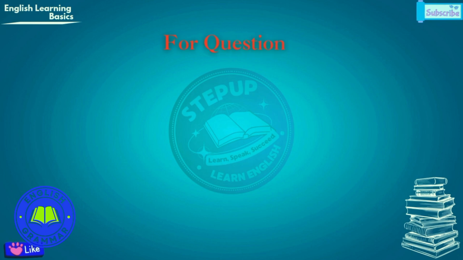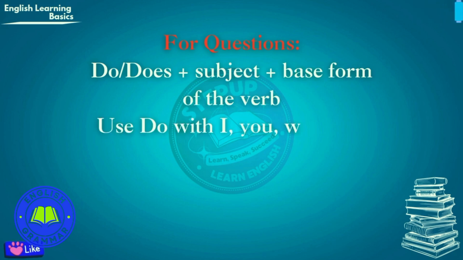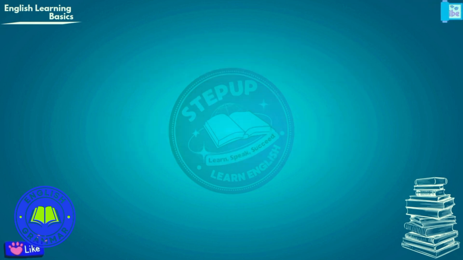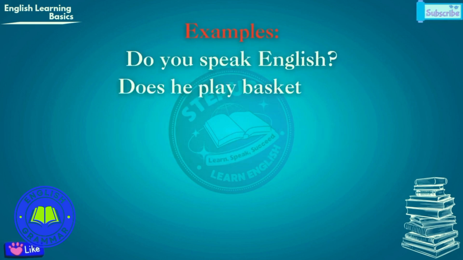For questions: do/does plus subject plus base form of the verb. Use do with I, you, we, they. Use does with he, she, it. Examples: Do you speak English? Does he play basketball? Do they work from home? Does she enjoy reading?